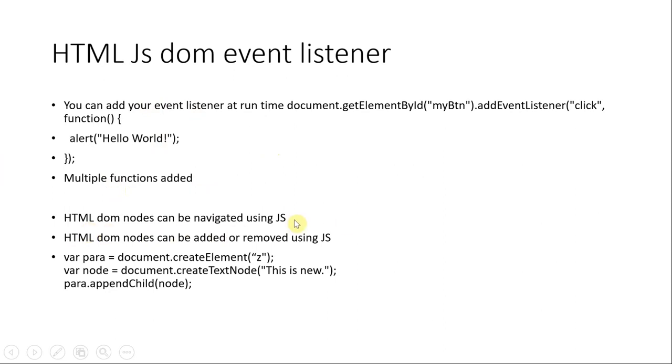Now a couple of things. HTML DOM can also be navigated, we have already seen that. Also, HTML DOM nodes can be added or created using JavaScript. So we will see that example now. Like we have already seen one element, right, P, and let's also try to do one thing. We'll try to create a text node over here and add it to that.